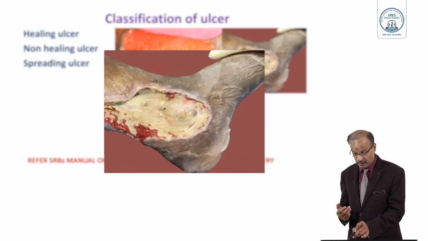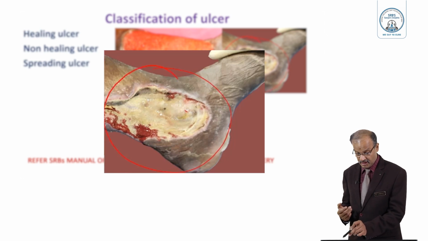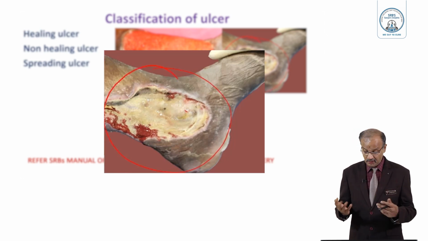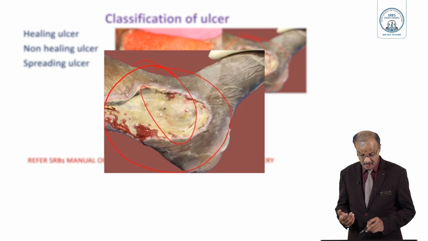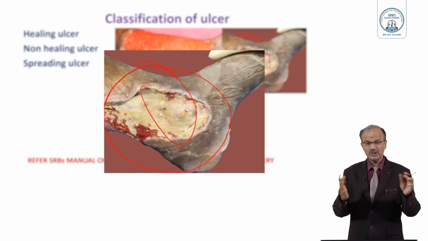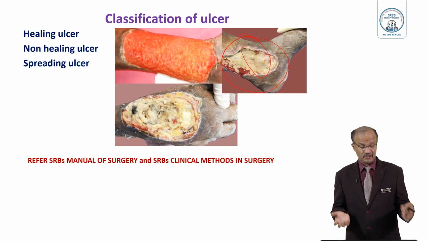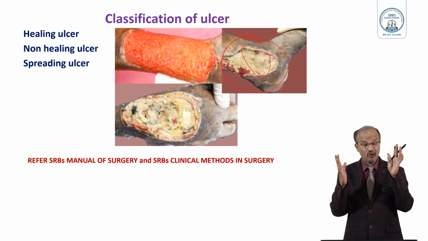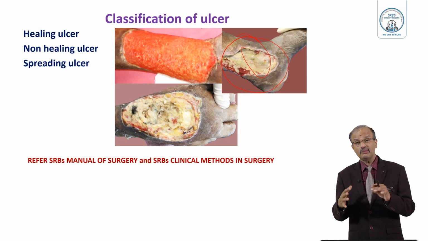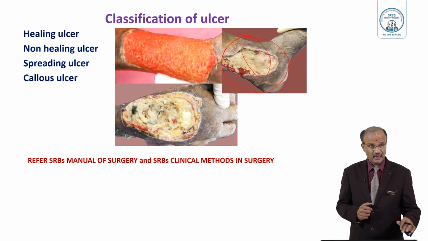See that? It's a very active ulcer. It spreads. You can see the discharge there. Active destruction is there in the surrounding area. So that is the spreading ulcer. Almost it's a non-healing ulcer, but active spreading. It's a non-healing ulcer, but active, and that becomes a spreading ulcer.